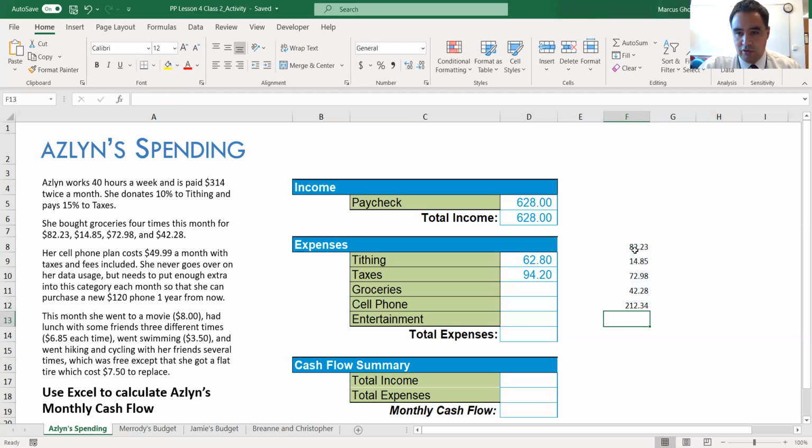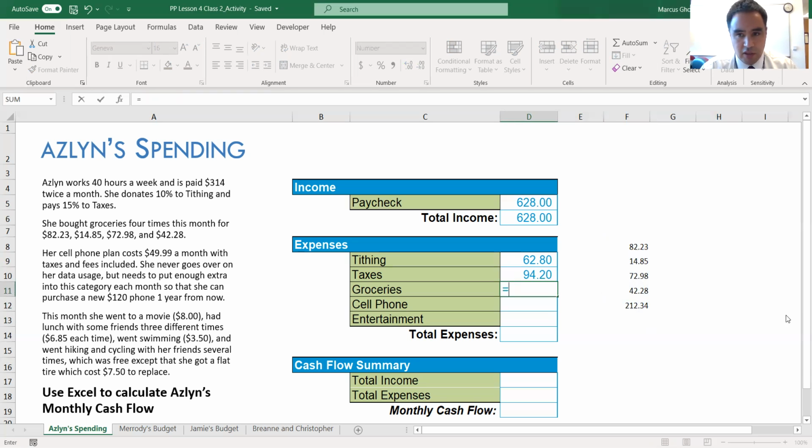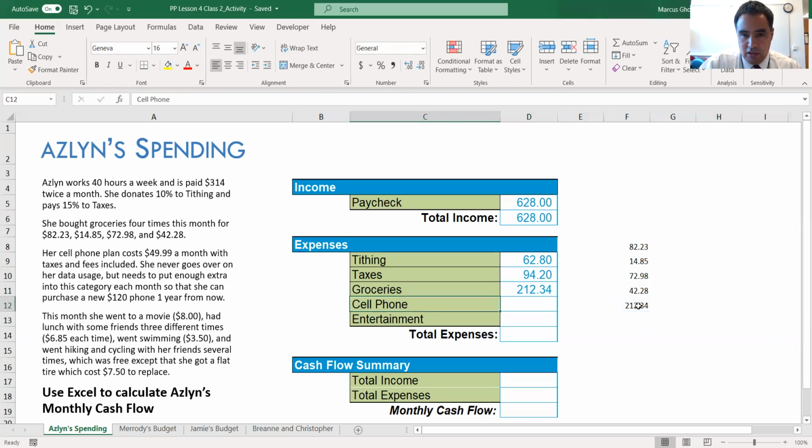So she has $212.34 in groceries. I'm going to point to that cell, so equals, and I can type in F12, or I can just go over to that cell and click on it. So equals F12. Let's see, how much does she spend on her cell phone? She spends $49.99 a month. That includes all the taxes and fees, and she never goes over on her data usage. That means we can assume $49.99.